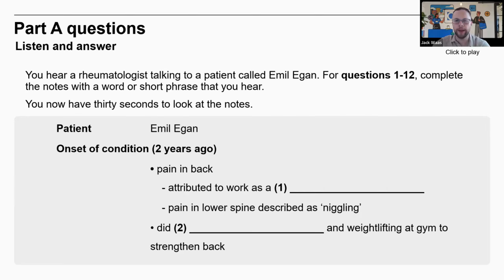Okay, so we have number one and number two. I want you to go ahead and take a few seconds to write in the chat. What do you think the answer to this could be? We have number one and number two. Attributed to work as, and then did blank. So take about maybe 30 seconds to try to answer this, okay?